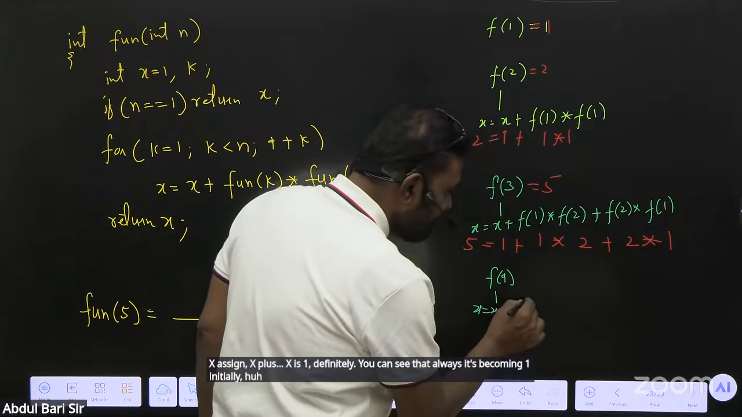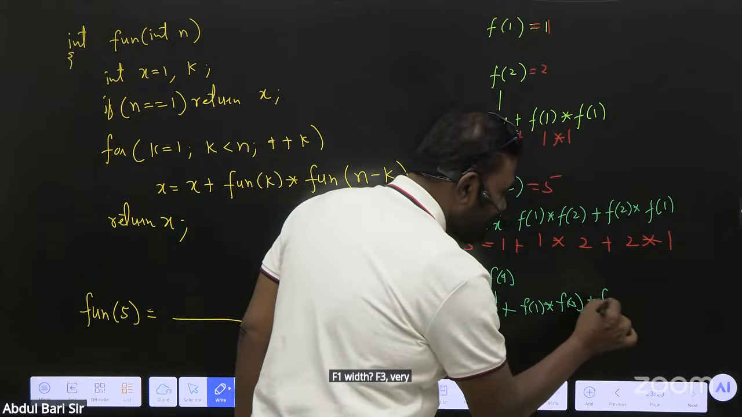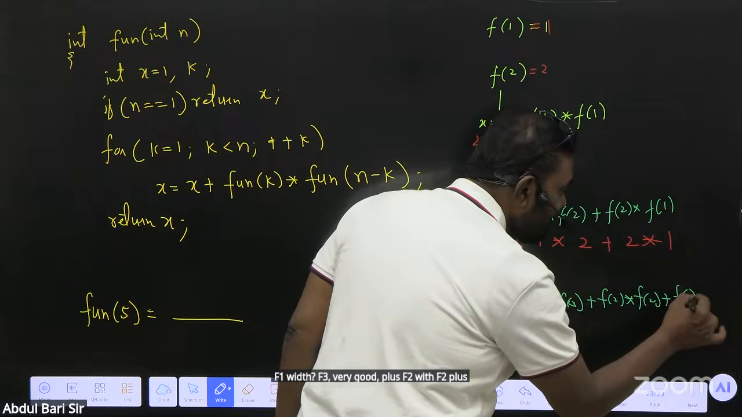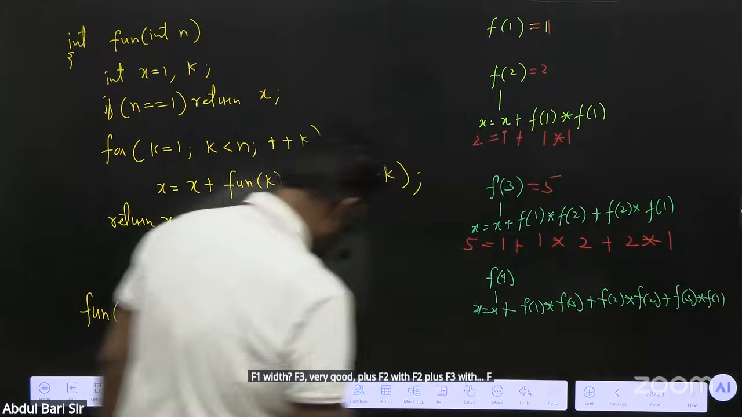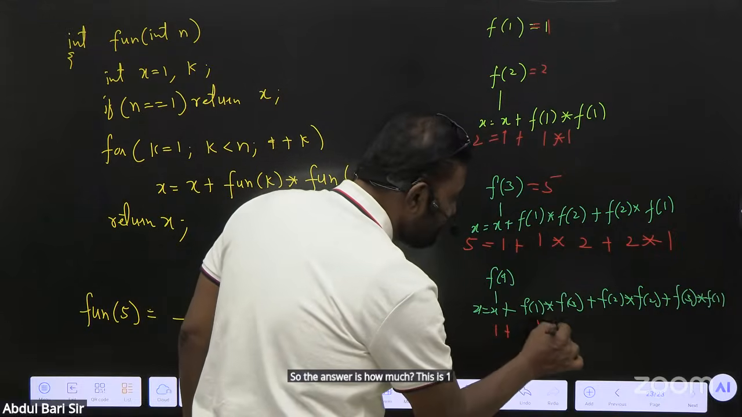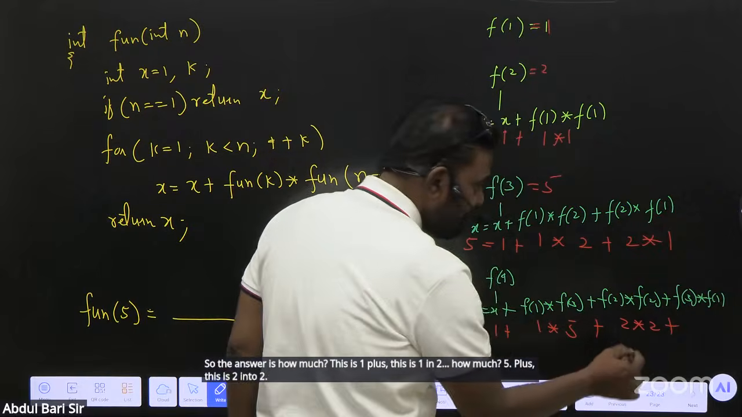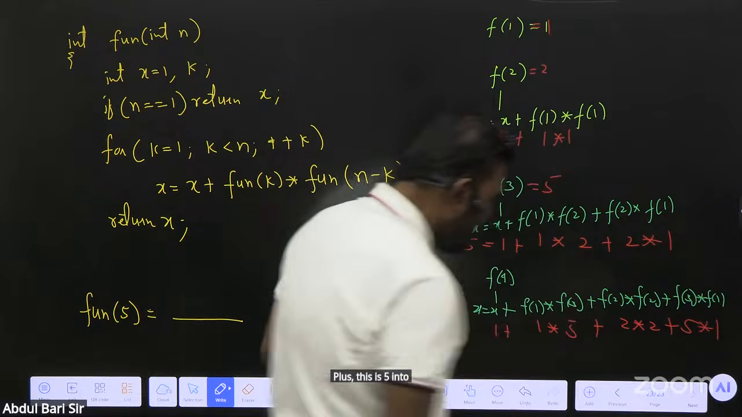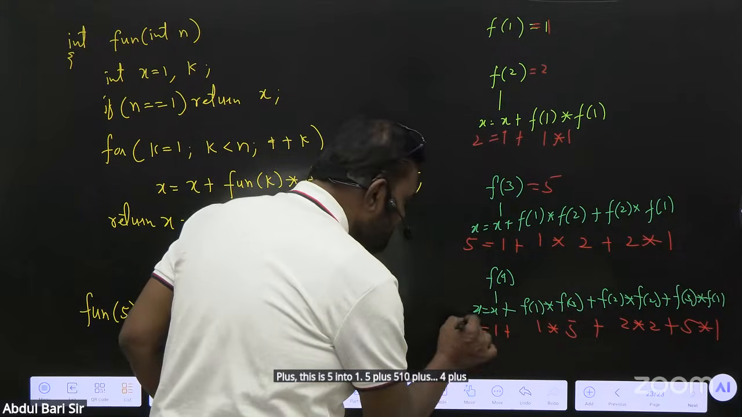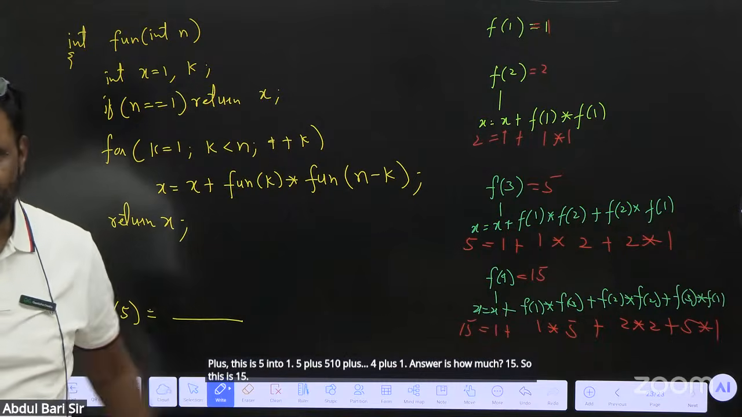Tell me, f1 with f3, very good, plus f2 with f2 plus f3 with f1. Very good. Correct. Perfect. So the answer is how much? This is 1 plus, this is 1 into how much? 5, plus this is 2 into 2 plus this is 5 into 1. 5 plus 5, 10 plus 4 plus 1. Answer is how much? 15. So this is 15. Last step you have to do now.